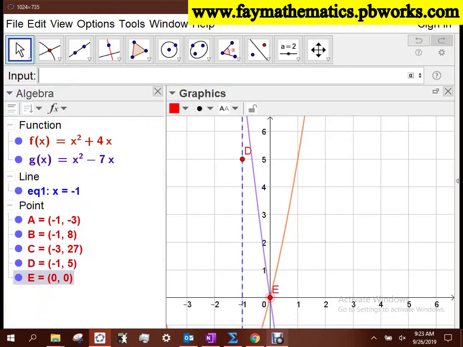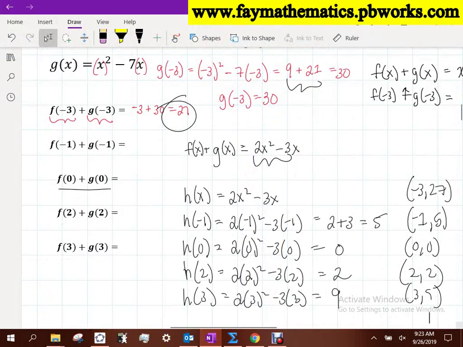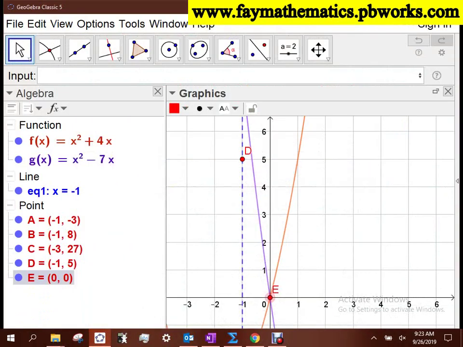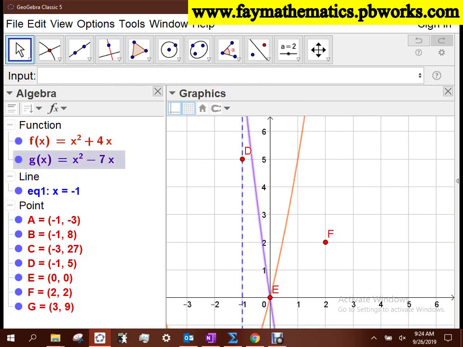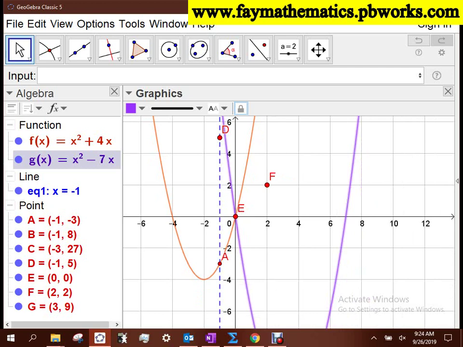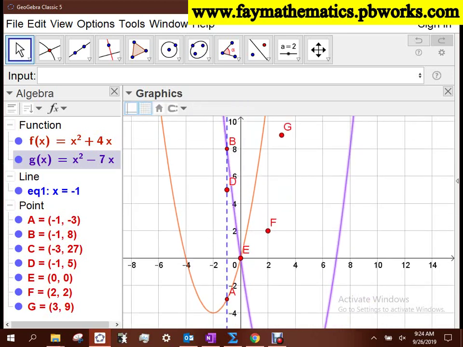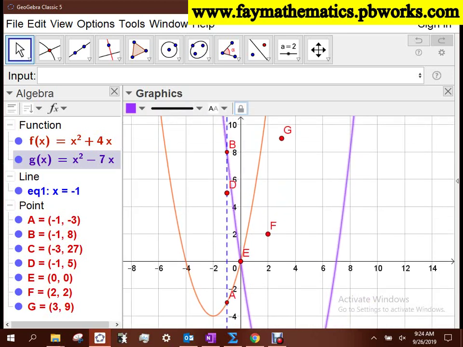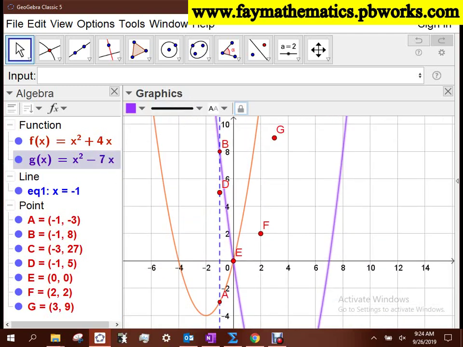Okay, so I'm just talking now about these results that we got. Okay, 2, 2, and 3, 9, right? Now, none of those points, I guess E is just because of the nature of the next thing that we're going to do. But these points are not on those curves, right? D's not on it, F's not on it, G's not on it.